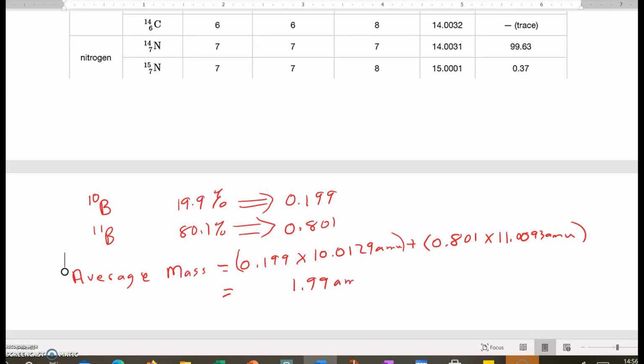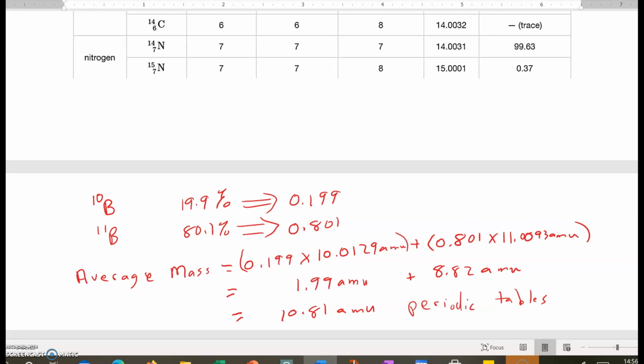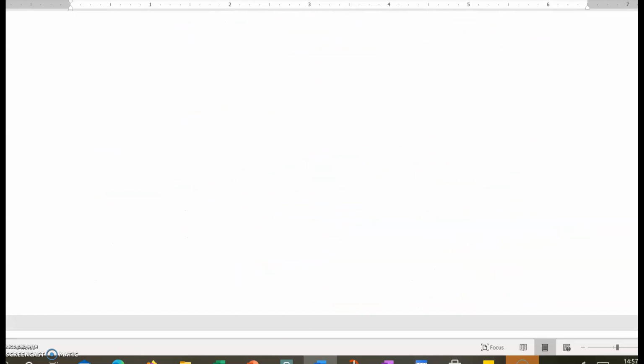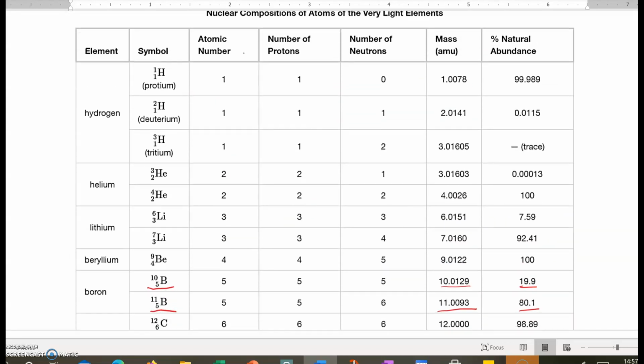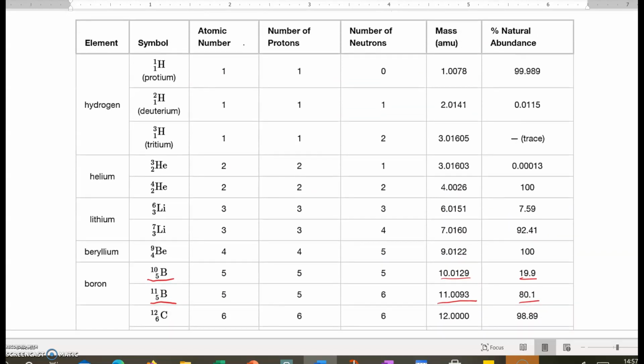That's going to equal 1.99 AMU plus 8.82 AMU, which equals 10.81 AMU. And that's the number on most periodic tables or tables of elements, the average mass. So you should be able to use this table of abundances and be able to calculate the average mass of any element.